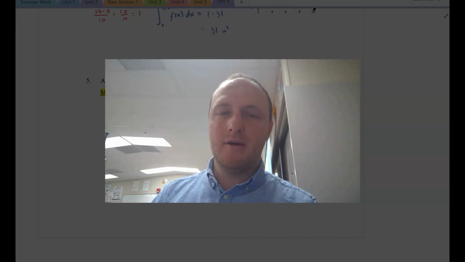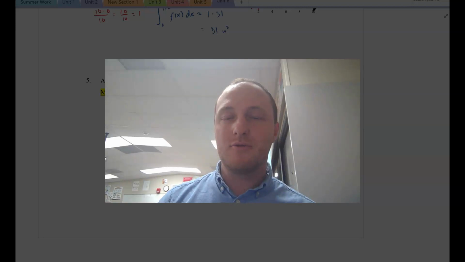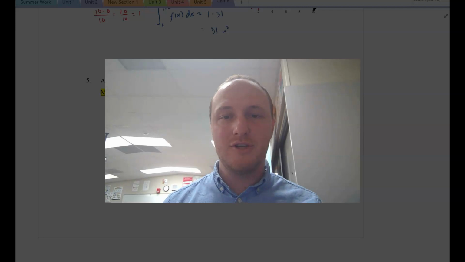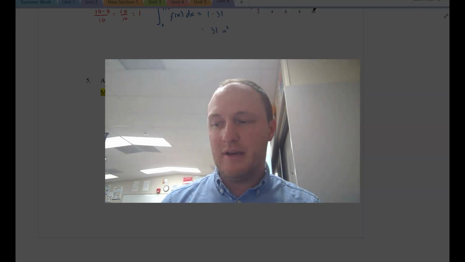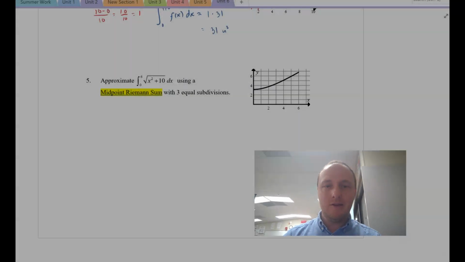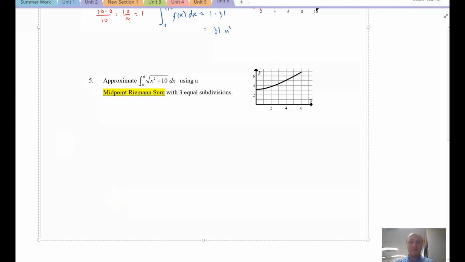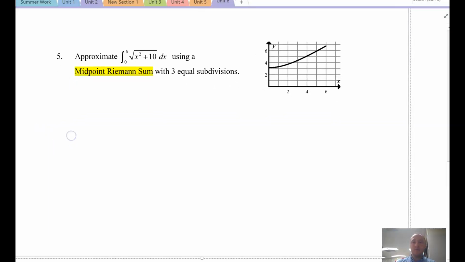We're talking Riemann sums. The past examples talked about calculating the Riemann sums graphically. In this example, we're going to use a function to get output values to calculate a Riemann sum. So without further ado, we'll go ahead and look at example 5. Here they want us to approximate the integral using a midpoint Riemann sum.